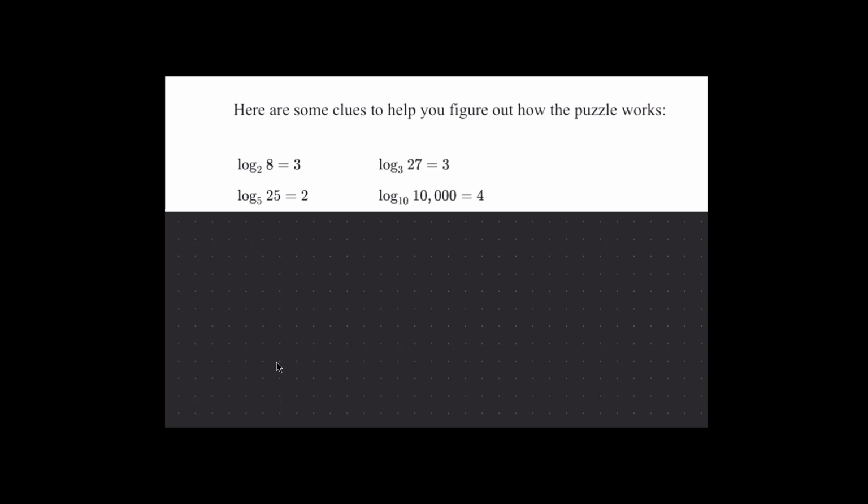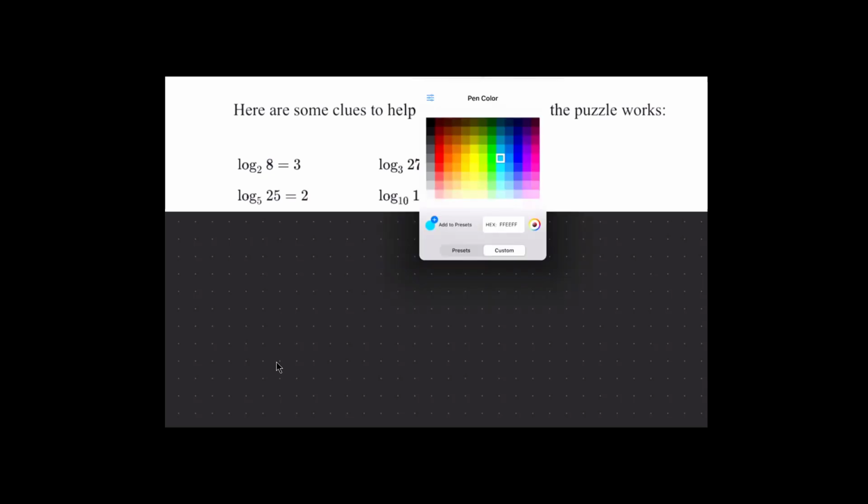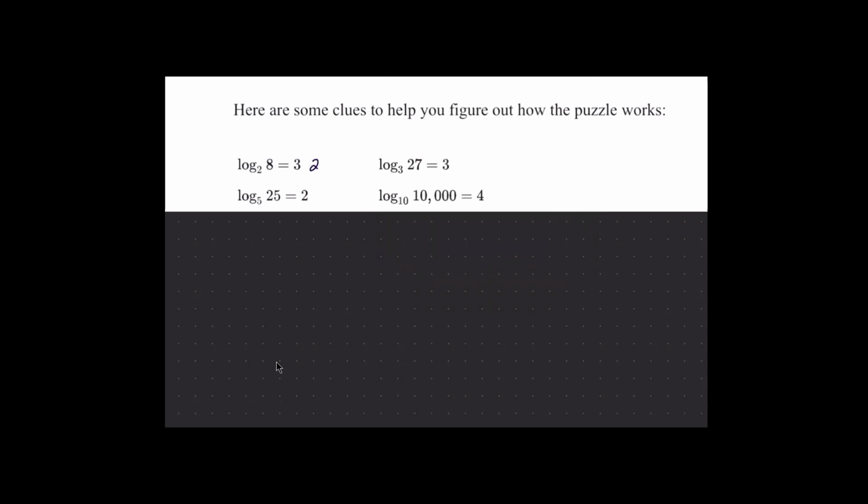I think she might be onto something here, guys. Ladies and gentlemen, boys and girls, folks. All right, let's see if that works, right? So 2 to the third, does that equal 8? Yes, it does. 3 to the third, does that equal 27? Yes, it does. 5 squared, what's 5 squared? 25. Look at this, 10 to the fourth.